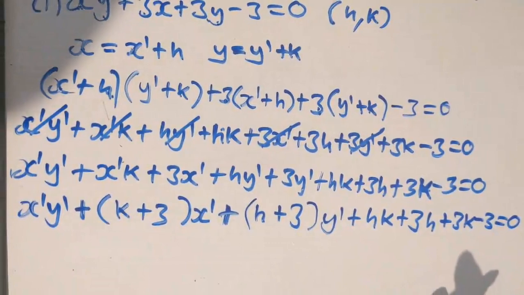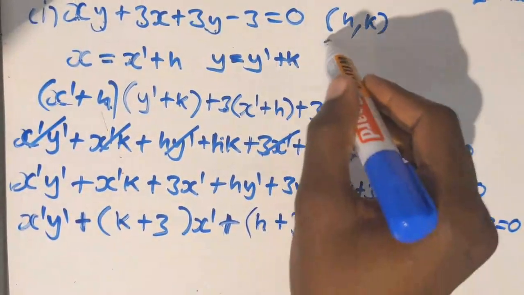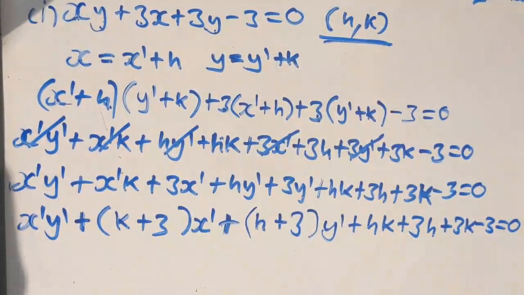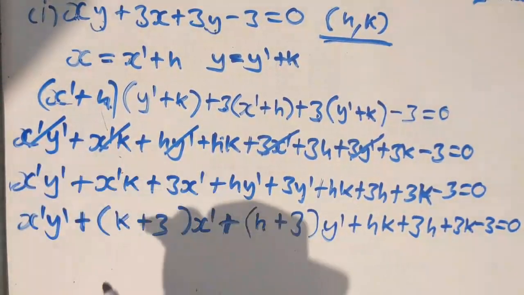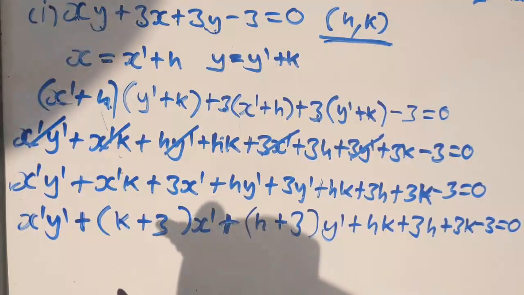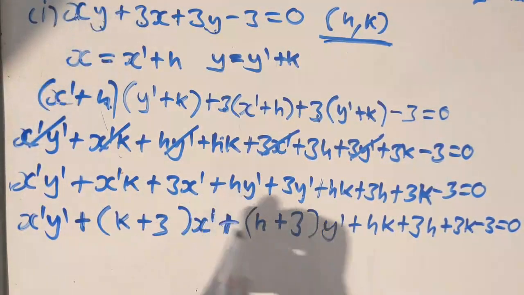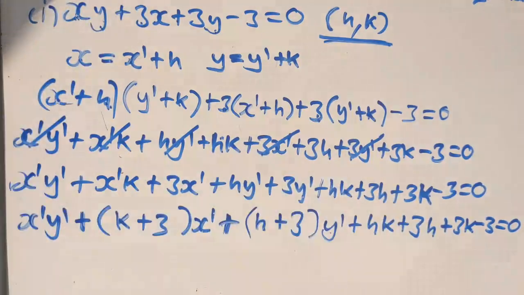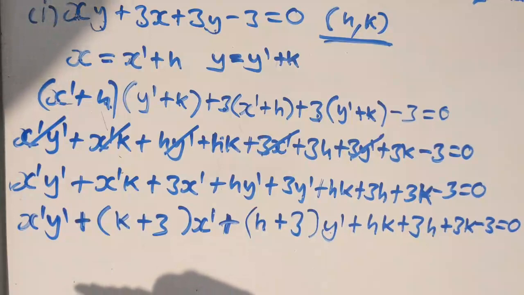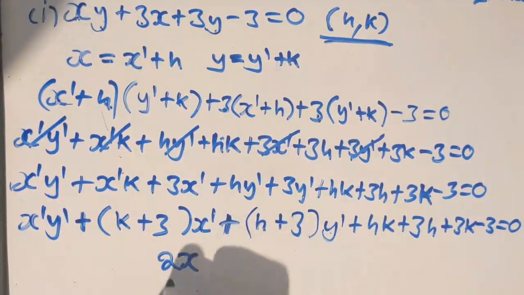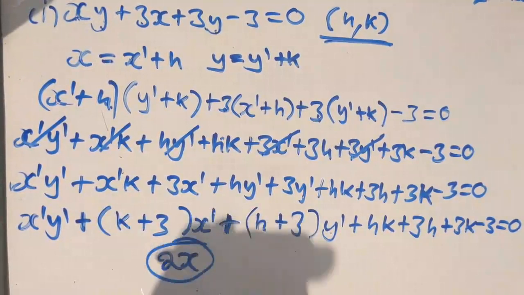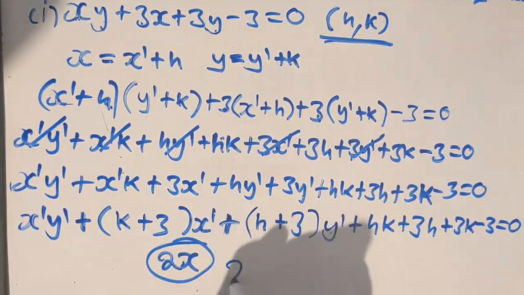Okay, so now the next thing for you to find these coordinates here, for you to find the value of h and the value of k. So what you do is get the coefficients of those with x prime and y prime. You equate them to 0. What do I mean by coefficient? A coefficient is a number attached to a certain letter or a specific letter. For instance, we have 2x. Okay, what is the coefficient of x here? The coefficient of x is what? Is 2.